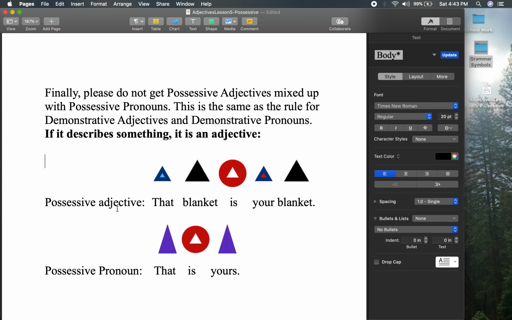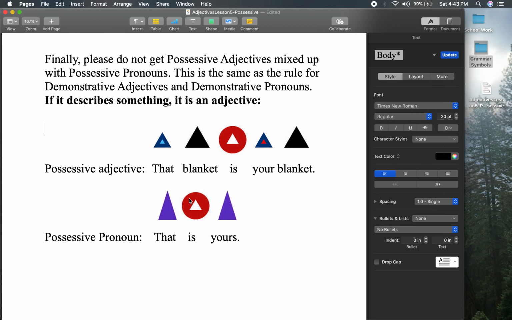So a possessive adjective, in this case, your: that blanket is your blanket. Demonstrative, modifying blanket. Your, possessive, modifying blanket. Got your linking verb here. So that modifies blanket, your modifies blanket. But if I don't have anything to be modified, that is yours. Well, this is a possessive pronoun, and this is a demonstrative pronoun. So the difference is adjectives always modify something, whereas pronouns do not. Okay. Notice how this one's more specific than this one.